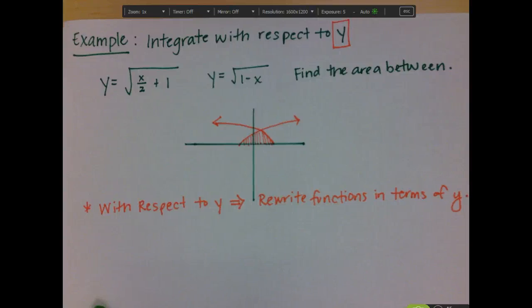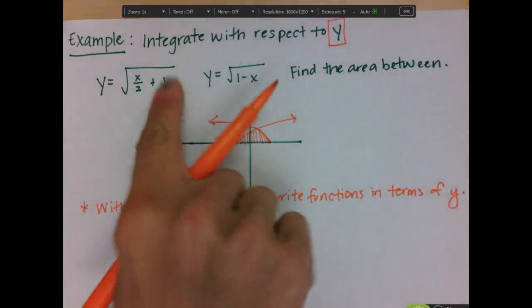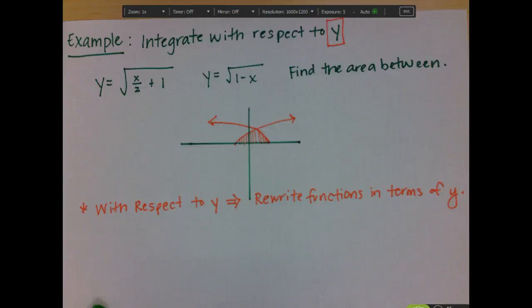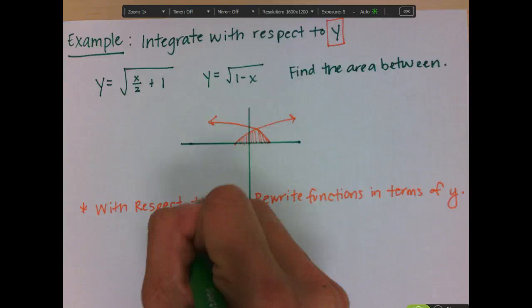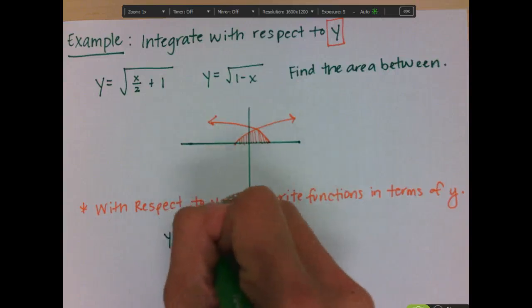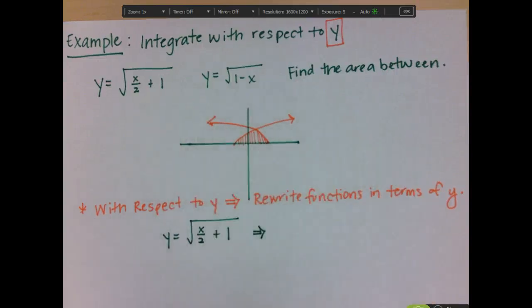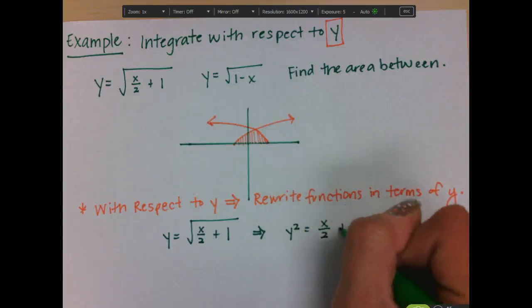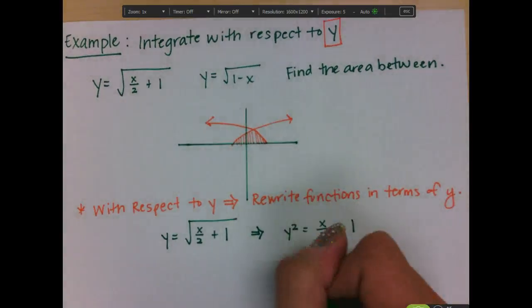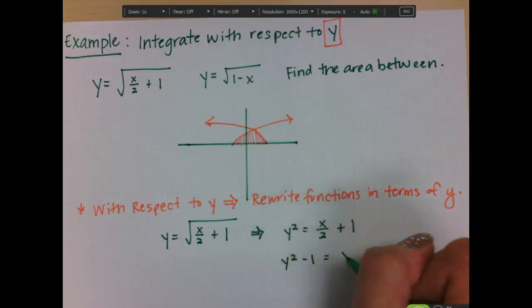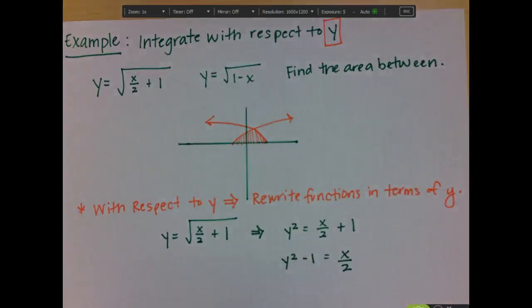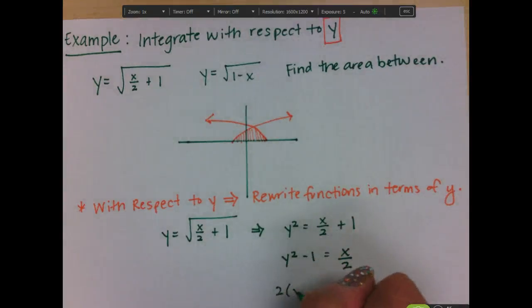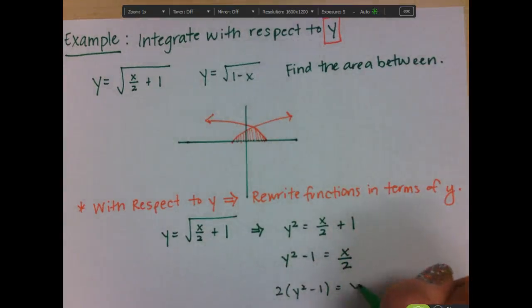Okay, so I can't have y equals something with an x in it. Instead, I need to have x equals something with a y in it. So let's do that for each of our given functions. So this first function, again, I need to get x by itself instead of y. So if I square both sides and then subtract 1, I have one more step to isolate x, and that is to multiply both sides by 2.